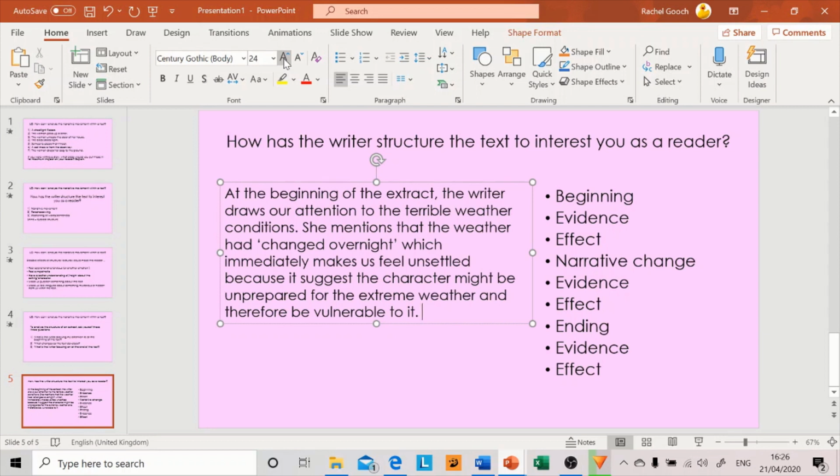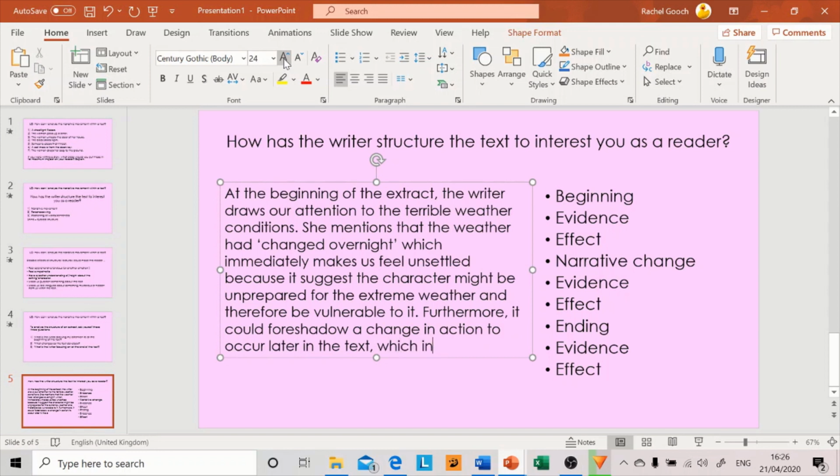Okay. Have I got anything else to say? I'm going to say furthermore, it could, I'm using another subject word, it could foreshadow a change in action to occur later in the text, which intrigues us. I'm going to leave it there for now. So, as I said, effect is the most important thing. I'm going to just colour code this bit here.